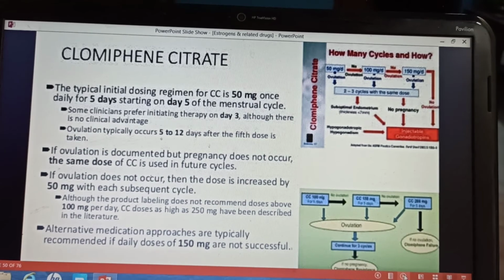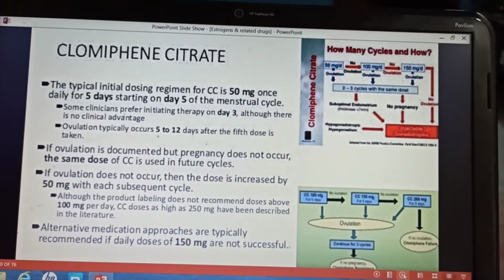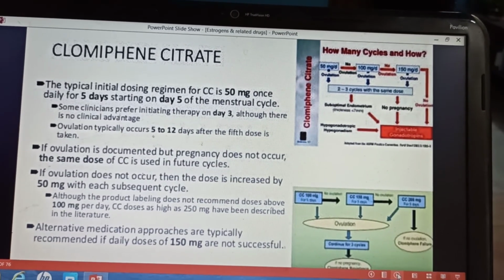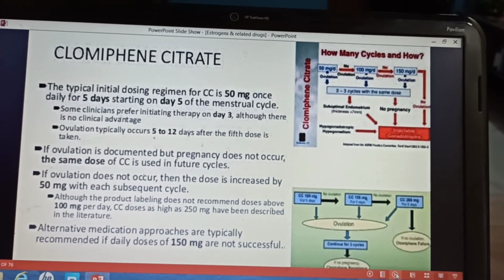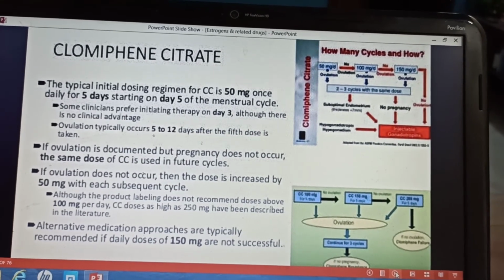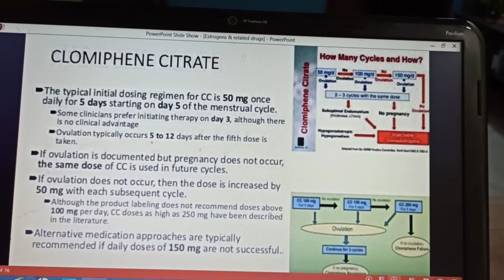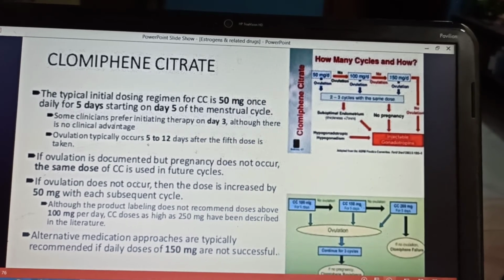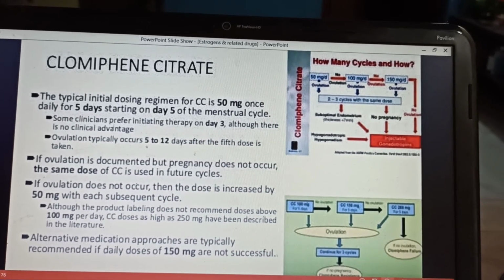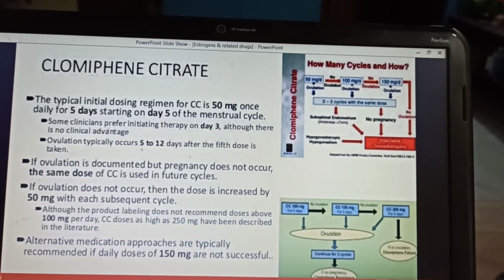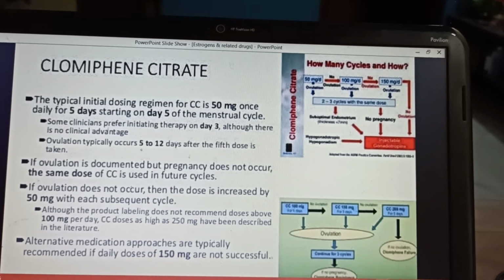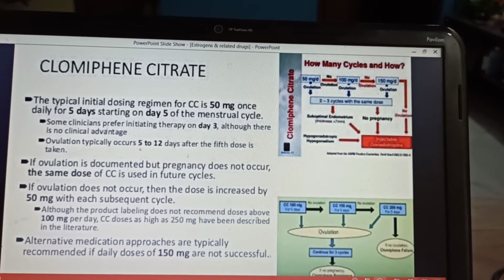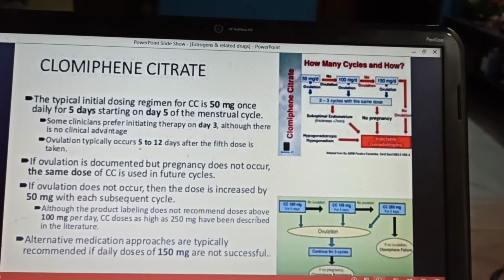So here in this slide it is shown how many cycles and how much dose should be given. Clomiphene citrate's typical initial dosing is to start with 50 mg once daily for 5 days in the first cycle. You can start on the 5th day or the 2nd day of the menstrual cycle. Some clinicians prefer the 2nd or 3rd day. Ovulation typically occurs 5 to 12 days after the 5th dose is taken. If ovulation is documented but pregnancy does not occur, the same dose is continued in future cycles. If ovulation does not occur, then the dose is increased by 50 milligrams with each subsequent cycle.